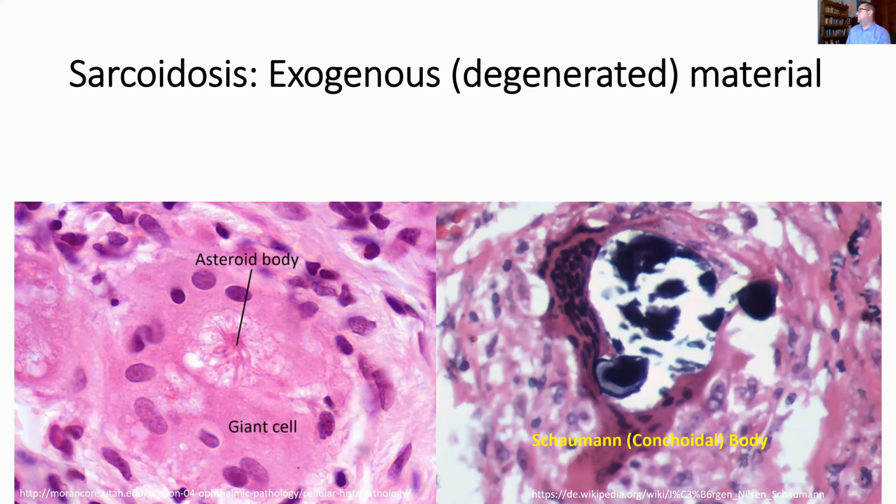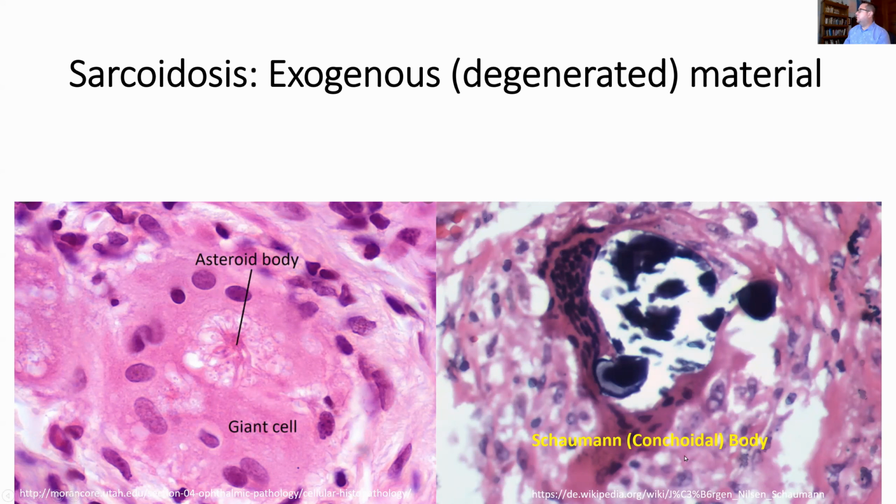A couple of features that are associated with sarcoidosis but not specific is this exogenous or degenerated material, and this is what you need to know for your boards. This is called an asteroid body. They're pretty little star-like crystalline material that's inside a giant cell. Once again, not specific for sarcoid, but when we say asteroid bodies, we tend to think sarcoid. We see it more in that.